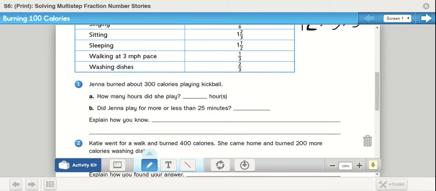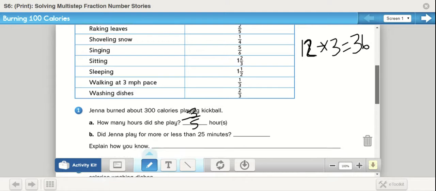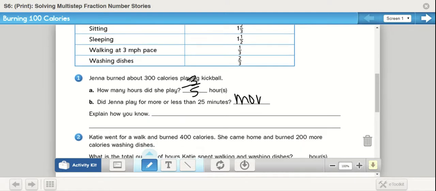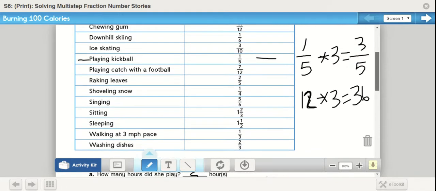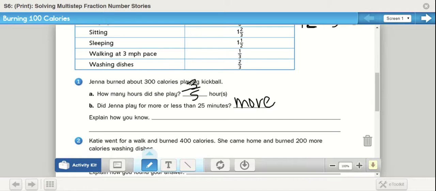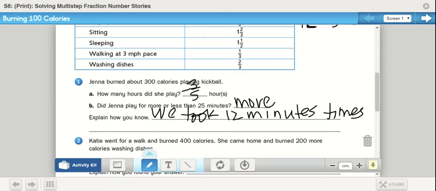So it took her, how many hours did she play? Well, she played 3/5. Excuse me, I didn't put that on here. She played 3/5 of an hour. Did she play for more or less than 25 minutes? Well, she played for 36 minutes, so she played for more. Okay, and then explain how you know that. Well, how did we know that? We solved that. We found out how many minutes were in 1/5 of an hour, and we took that times 3. So we took 12 minutes times 3.